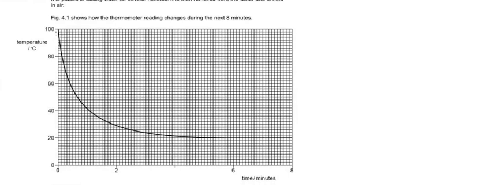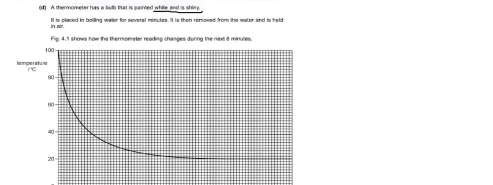So the initial temperature will be 100 degrees Celsius, and it will be decreasing. So the graph you can see here is a decreasing graph as the time is increasing. It is going from 0 to 8 minutes, and the temperature is going from 100 to 20. So it takes about 8 minutes for the temperature to decrease from 100 to 20 degrees Celsius.